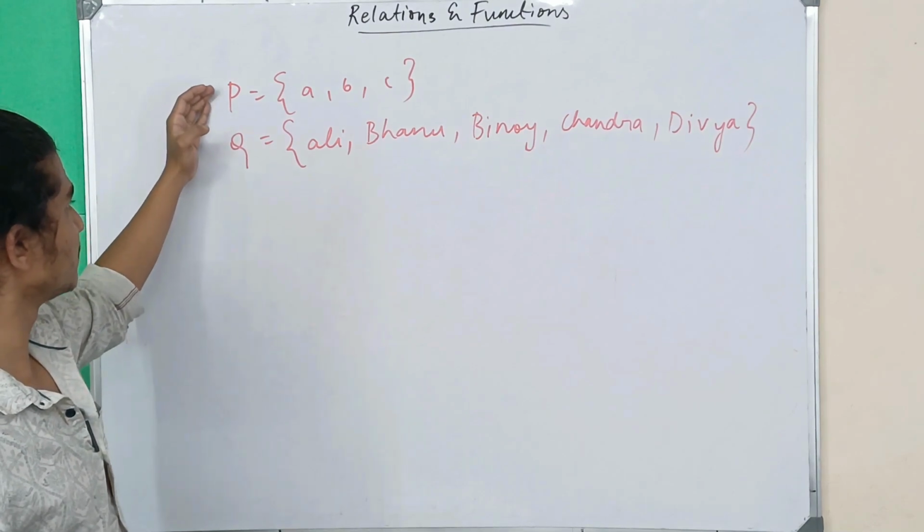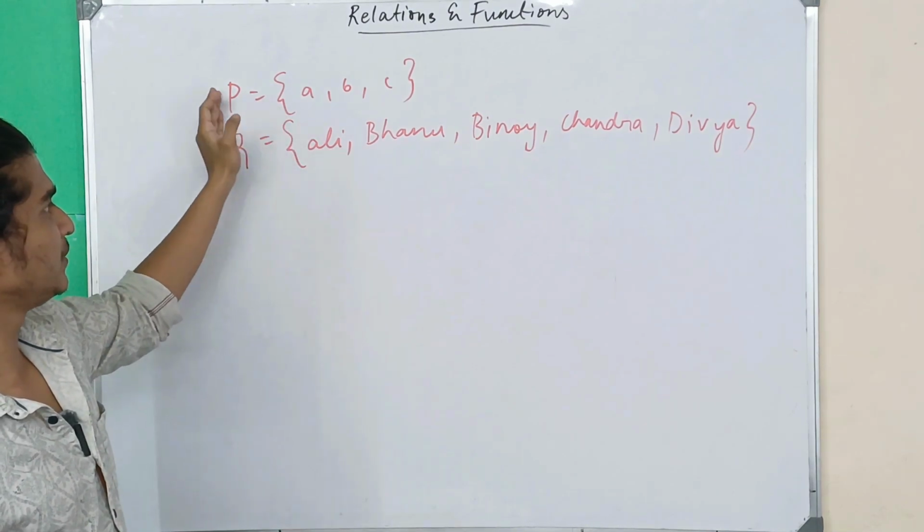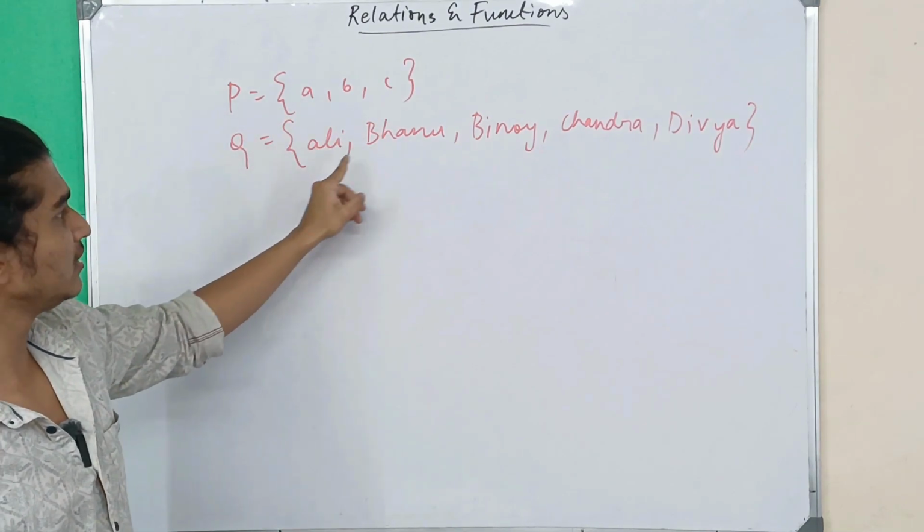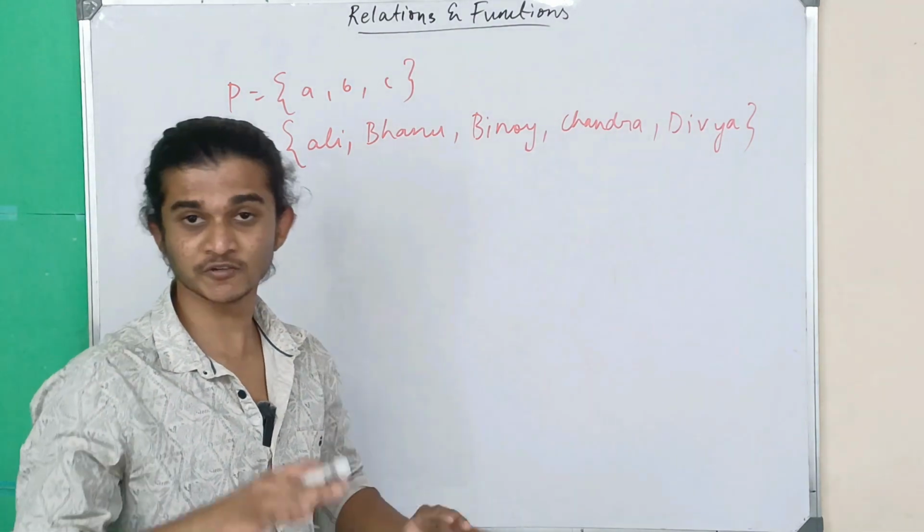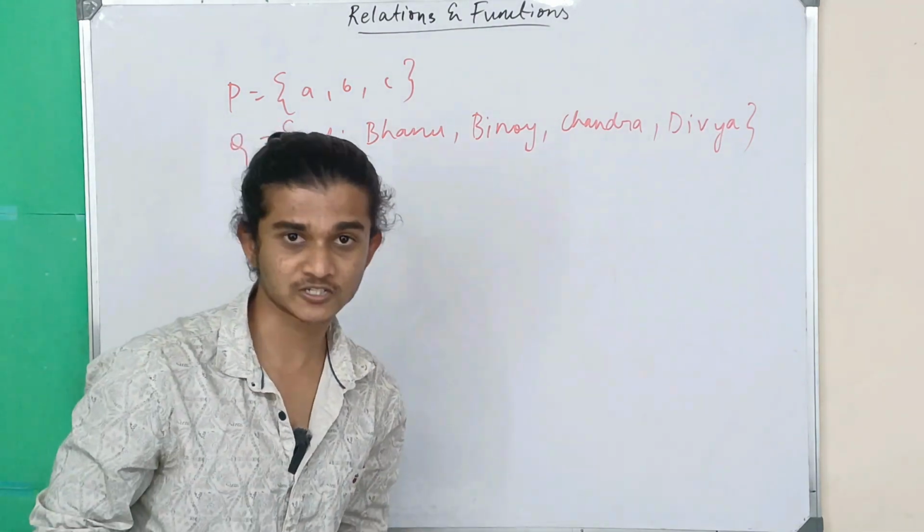Behind me I have two sets, P and Q. P is equal to {A, B, C}, Q is equal to {Ali, Bhanu, Binoy, Chandra, Divya}. So we're going to use this example to explain how relations work.